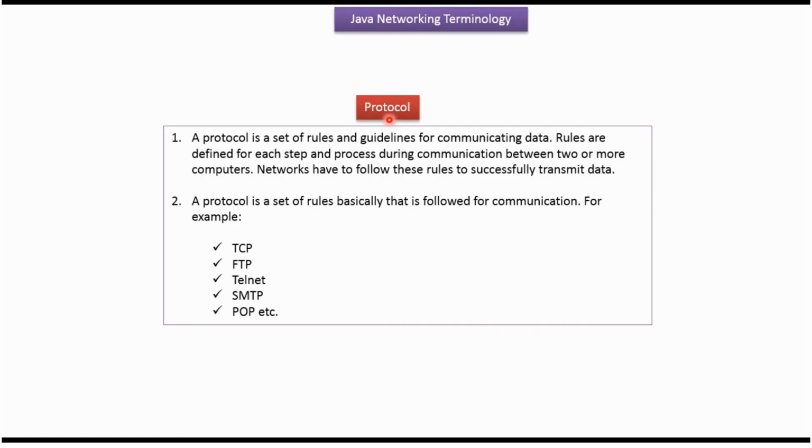Here we will see what is protocol. Protocol is a set of rules and guidelines for communicating data. Rules are defined for each step and process during communication between two or more computers. Networks have to follow these rules to successfully transmit the data. Protocol is basically a set of rules that is followed for communication. Examples of protocols are TCP, FTP, Telnet, SMTP and POP.